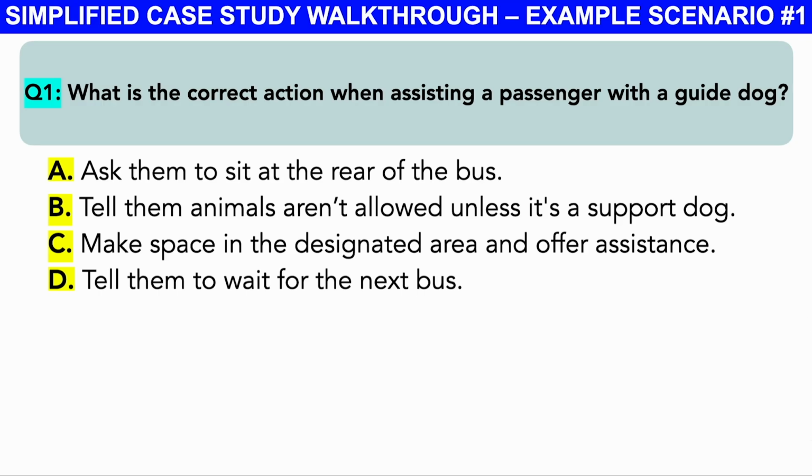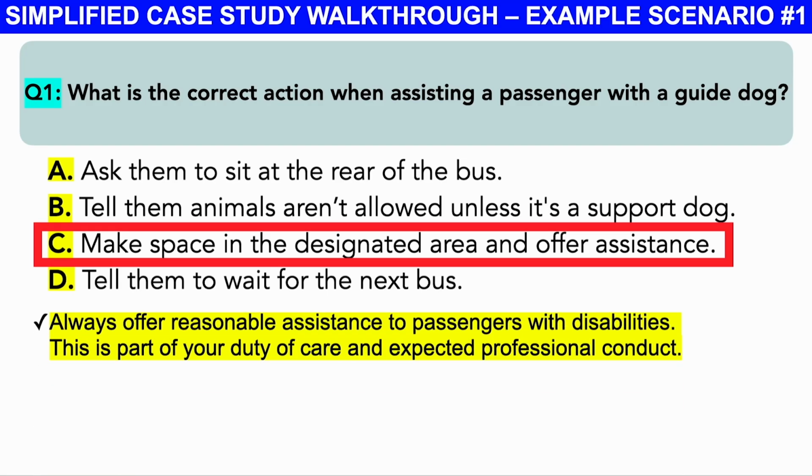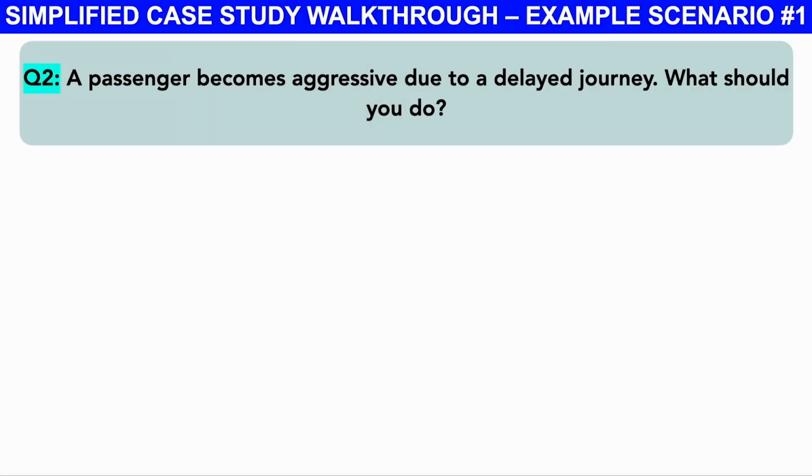Did you get it? Well, the correct answer is C. Make space in the designated area and offer assistance. You should always offer reasonable assistance to passengers with disabilities. This is part of your duty of care and is the expected professional conduct. Let's take a look at another question.